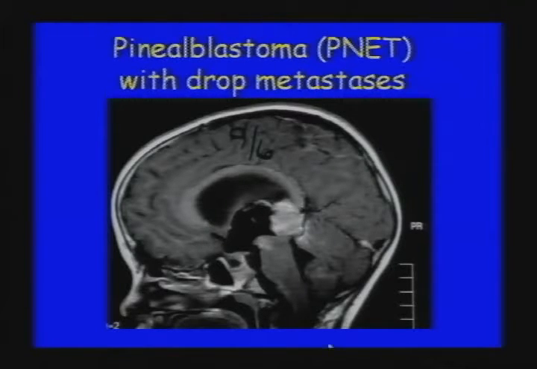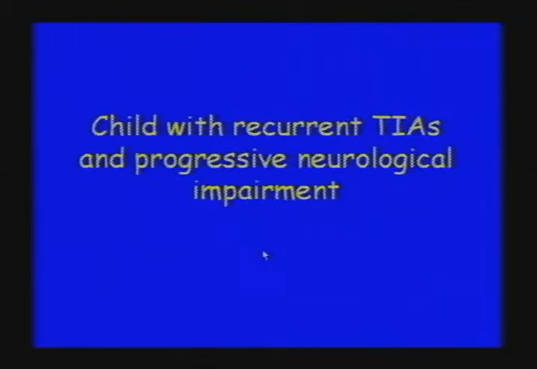Here, for example, is a pineal region enhancing mass on this T1-weighted MRI after gadolinium, and this one was a pineoblastoma, and you can actually see that there's drop metastases with sugar coating of the ventral aspect of the brainstem, and here's some more nodular drop metastases at the midbrain.